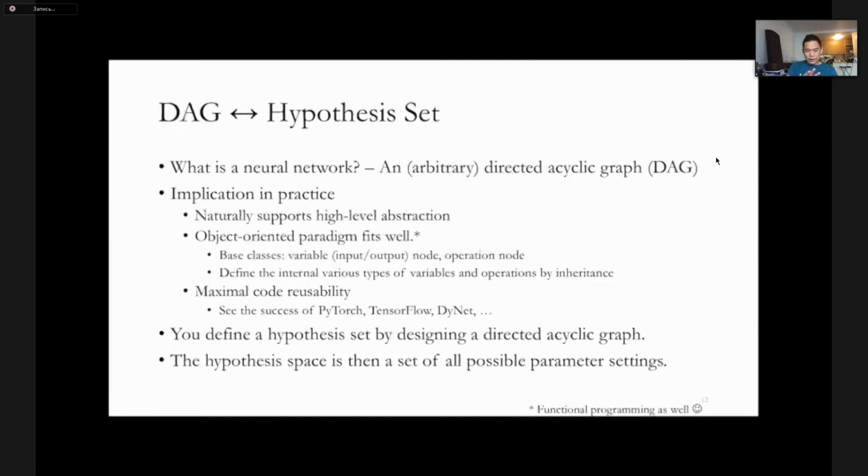So yes, a directed acyclic graph is the hypothesis, and because of that, this naturally supports high-level abstraction. It also fits with various programming paradigms, such as the functional paradigm as well as the object-oriented paradigm. And then it actually allows us to maximally reuse code. This is evident from the success of PyTorch, TensorFlow, DyNet. Well, now I need to add JAX there as well, and Flax, which means that this is a really nice level of abstraction that we're going to operate on.